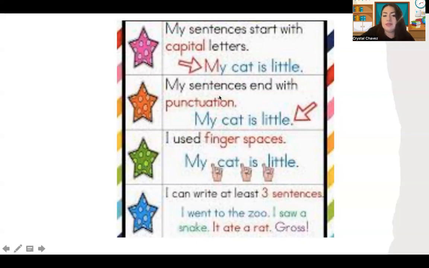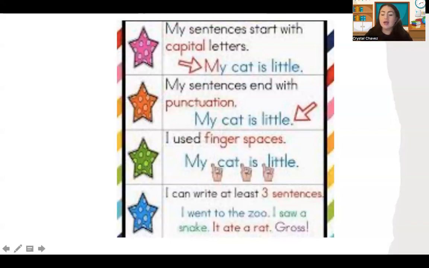Punctuation, there's this big word. My sentences end with punctuation. Okay? Either a period, an exclamation point, which means I'm excited, or I'm yelling, or, what is the other one? I bet you got it right. It's the question mark, okay? Very good.